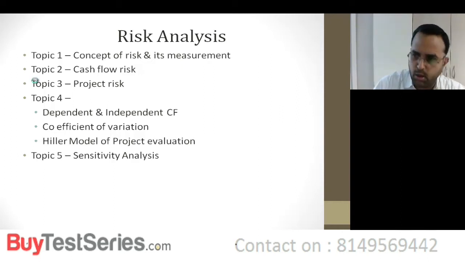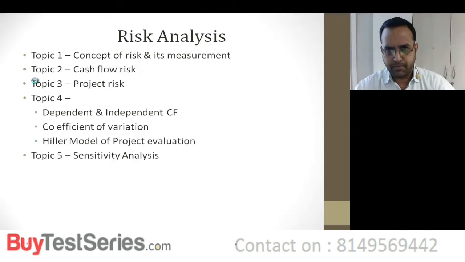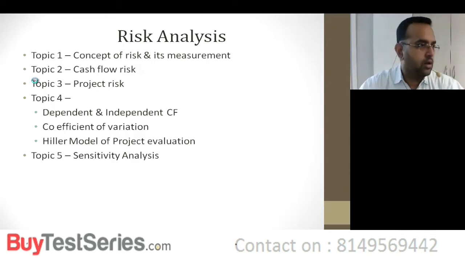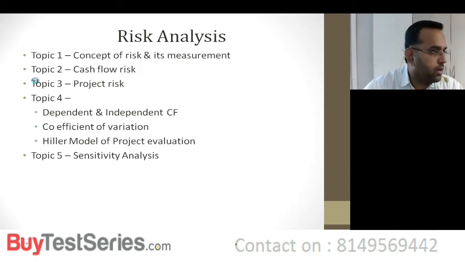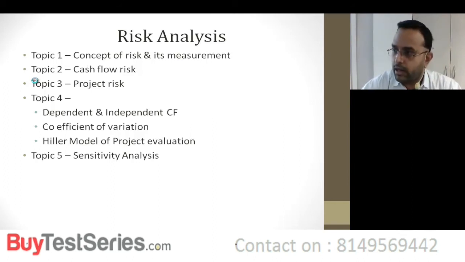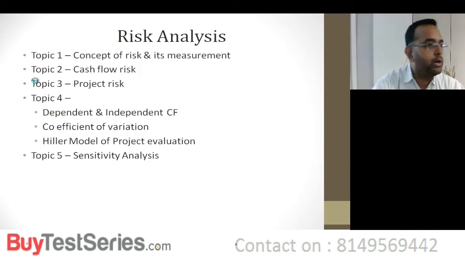We also talked about Hiller's model of project evaluation, wherein we said when there are multiple projects, then what discount rate should be used? That project with a higher risk, higher discount rate will be used. How do you know a project is risky? For that, we need to find out the project risk. And how do you find out project risk? For that, you need to discount the cash flow risk. Again, for that, discount rate is required.